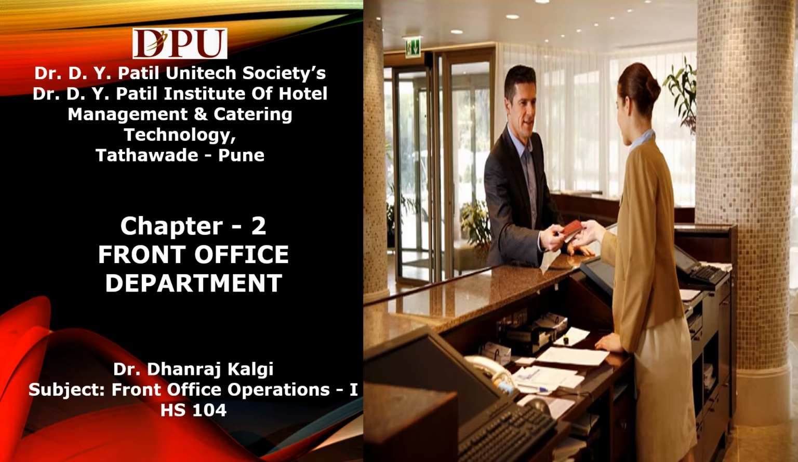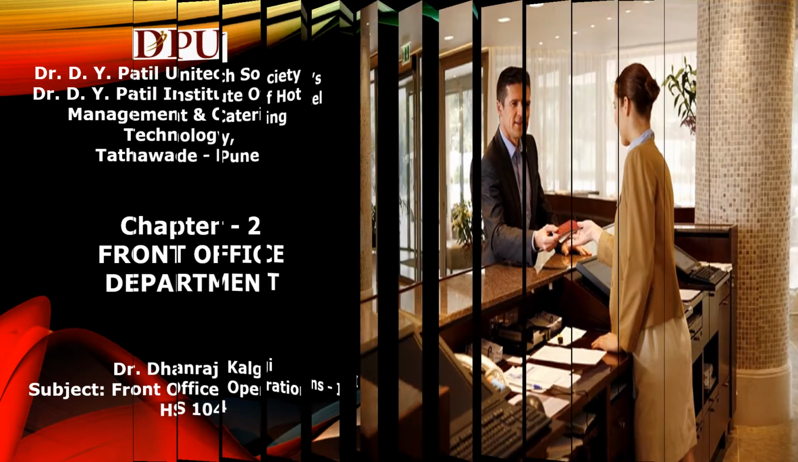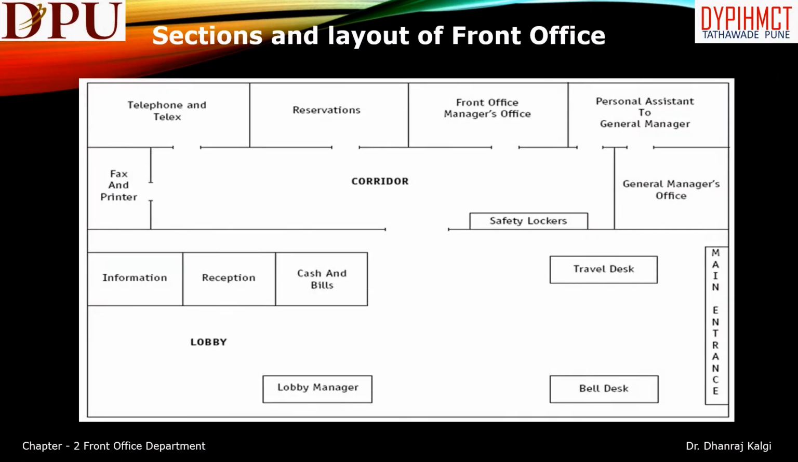This presentation is regarding chapter number 2, that is the front office department. Sections and layout of front office. The major sections of the front office department are reservation, reception, information desk, cash and bills section, travel desk, communication section, bell desk and concierge.